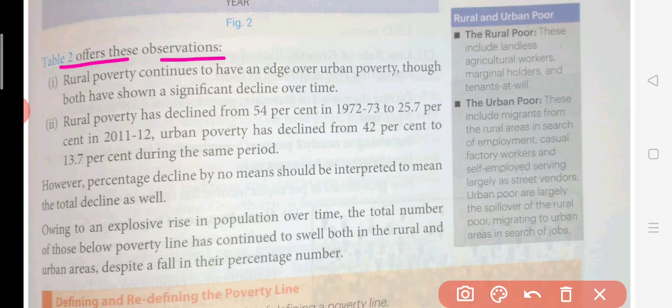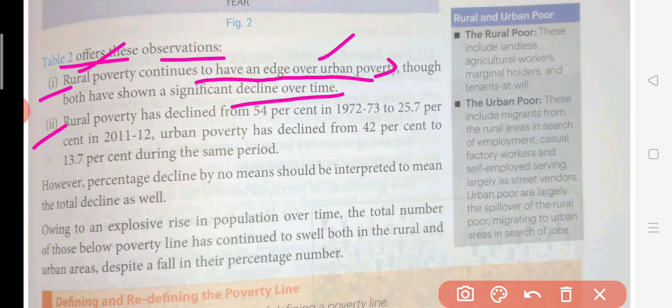Now this table has given some observations. The first is rural poverty continues to have an edge over urban poverty. अर्बन के कंपैरिजन में रूरल की पॉवर्टी हमेशा ज़्यादा रही है, so here we can say that it has declined but still it is like always rural poverty is more than urban. Then second point, rural poverty has declined from 51% to 25, and urban poverty has declined from 42 to 13.7.